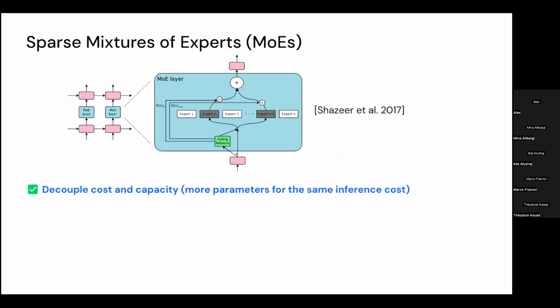These are just MLPs with separate parameters. What this means is you can add more and more of these expert parameters, but because it's sparse, you don't change at all the inference cost. So cost and capacity are completely decoupled in these layers.